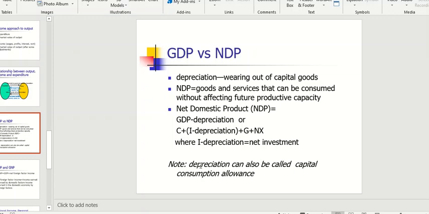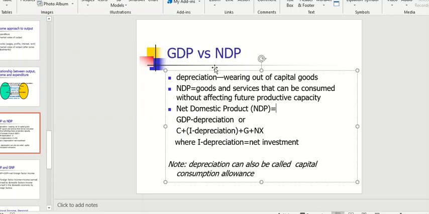But here, depreciation can also be called capital consumption allowance. So those are the terms that we can use interchangeably. If we take away depreciation, GDP minus depreciation, that would give us what we call the net domestic product. Net domestic product is the amount of goods and services that can be consumed without affecting future productive capacity.